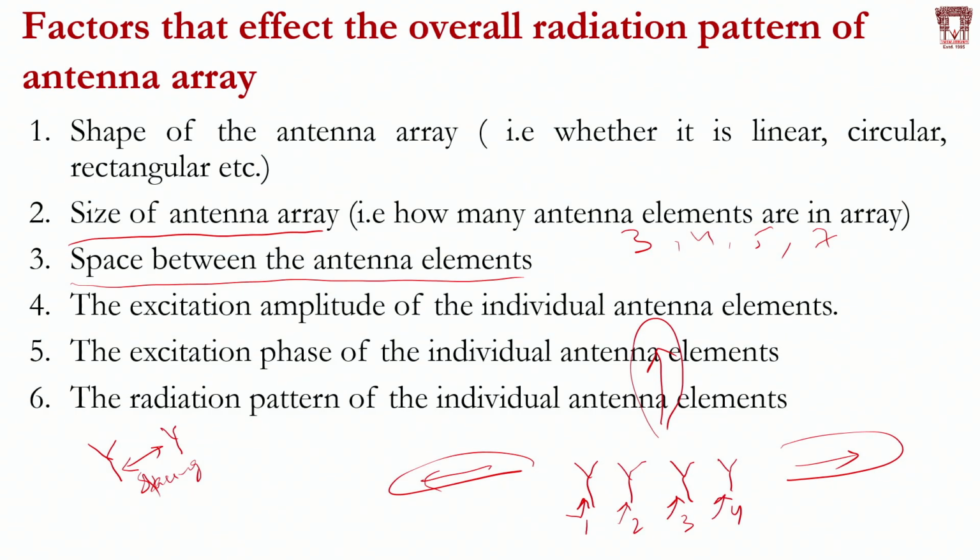And the phase of the individual antenna elements, that is the phase difference of the excitation that I am giving to these antenna elements, whether I am exciting them with different phases or with the same phase. And the last one is the radiation pattern of the individual antenna element. That will also be a deciding factor in the overall radiation pattern of the antenna array. So these are some of the factors that will decide what the overall radiation pattern of an antenna array will be.